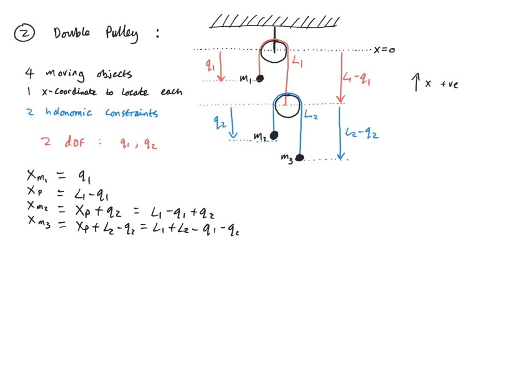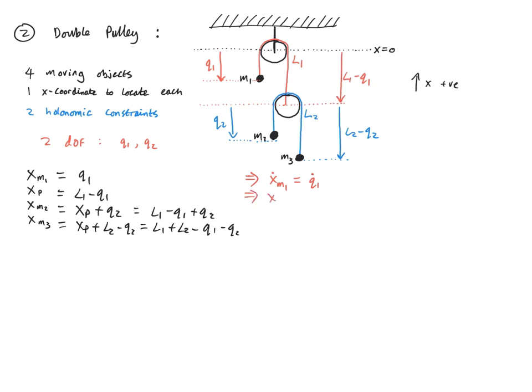To work out the kinetic energy of the system, which I'm going to need for the Lagrangian, I'll actually also need to know the generalized velocities. So let's look at the corresponding velocities. Here I can write down the velocity x m1 dot, which is clearly just the time derivative of our generalized coordinate, q1 dot.